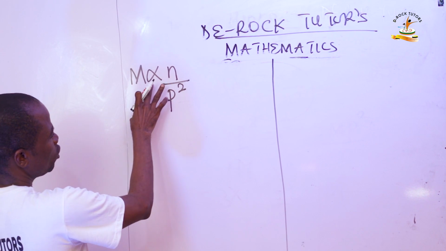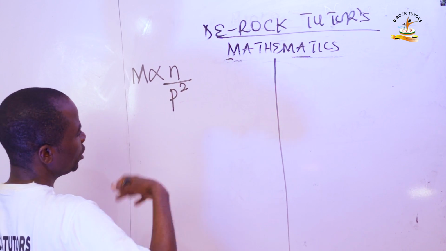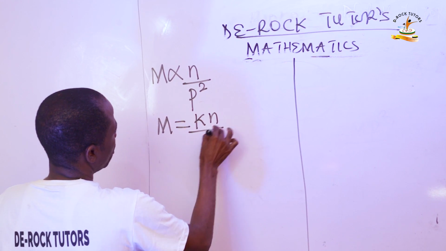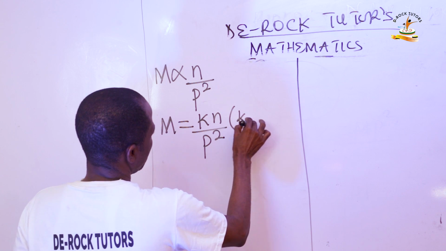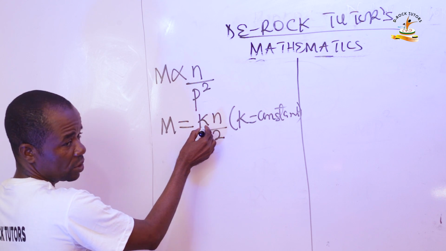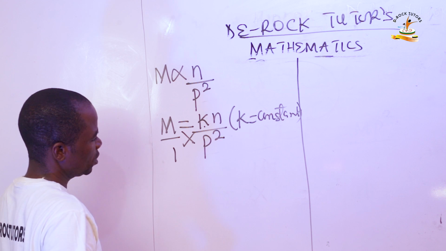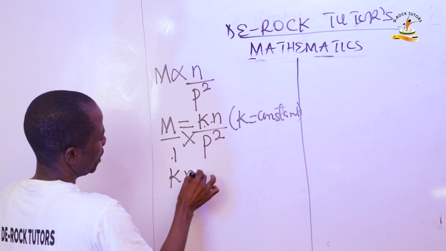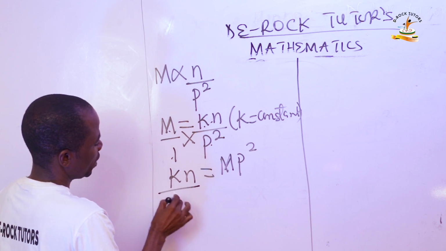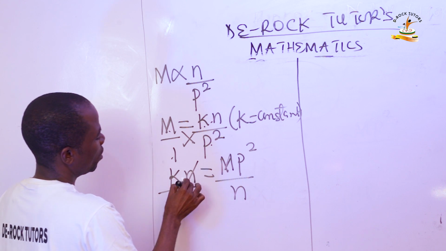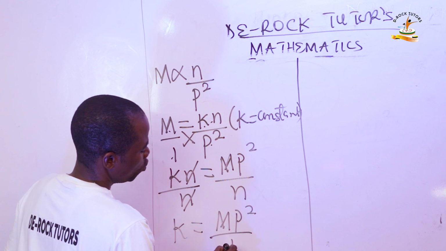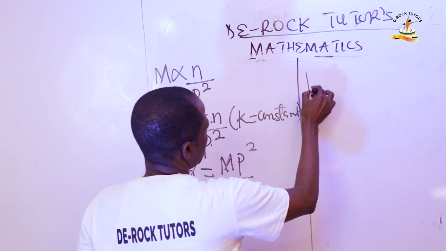The first thing we do here is to replace the proportionality sign with an equality sign by introducing a constant. This will give us m is equal to kn all over p squared, where k is a constant. Then the next thing to do is to make this k the subject of the formula. We can do that by cross multiplying. 1 times kn gives us kn is equal to m times p squared, gives us mp squared. And if we divide both sides by n, we end up with k being equal to mp squared all over n.